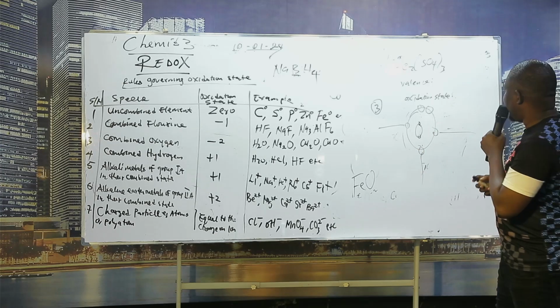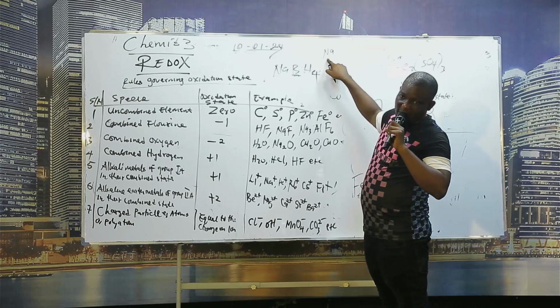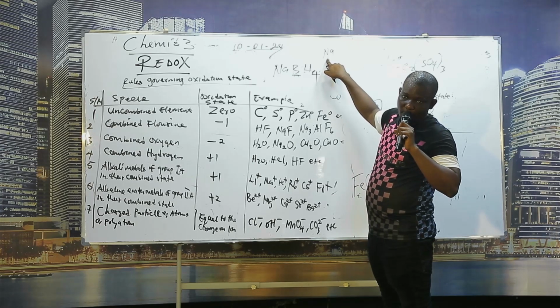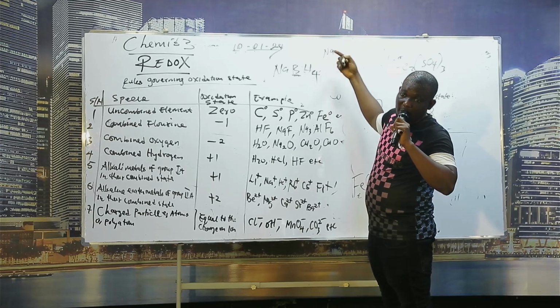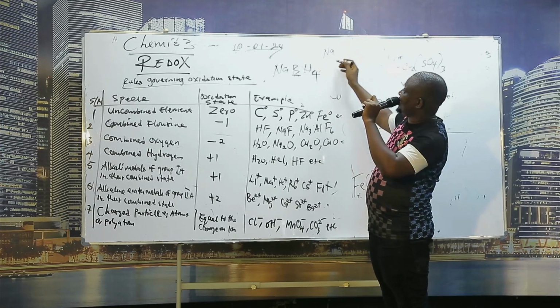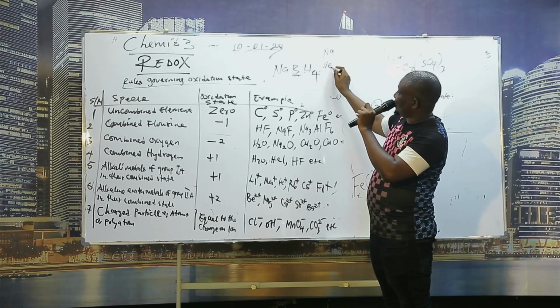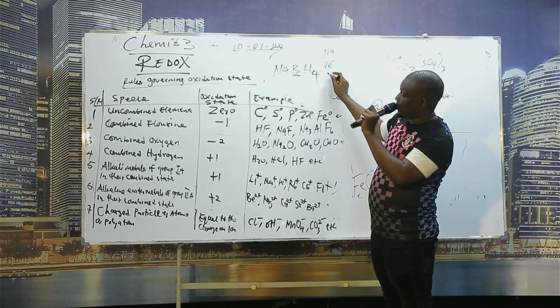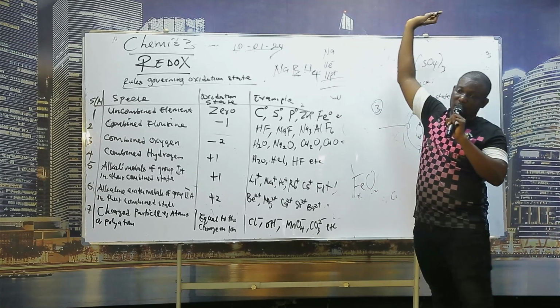Let me give you an example with sodium. This is a sodium atom. How many electrons are there in an atom of sodium? 11. So this has 11 electrons. How many protons? 11 protons. What is the total nuclear charge of sodium?